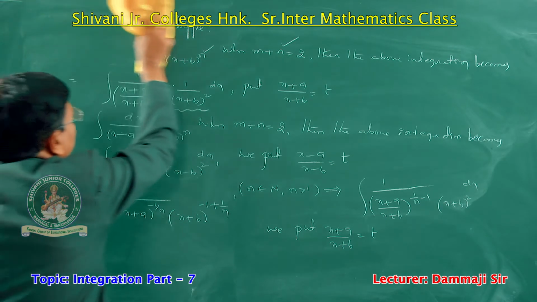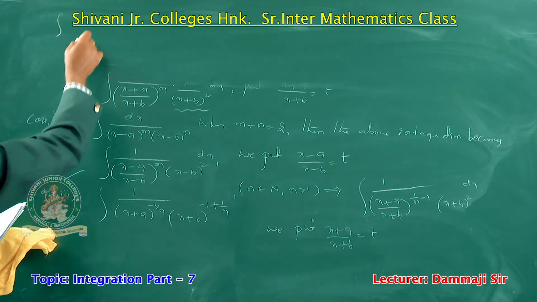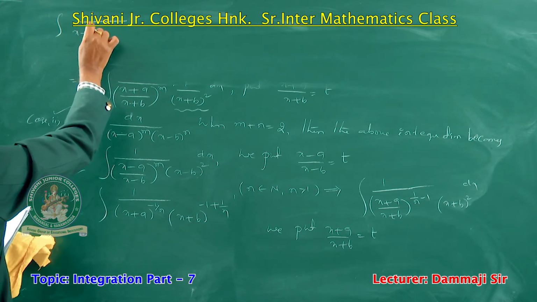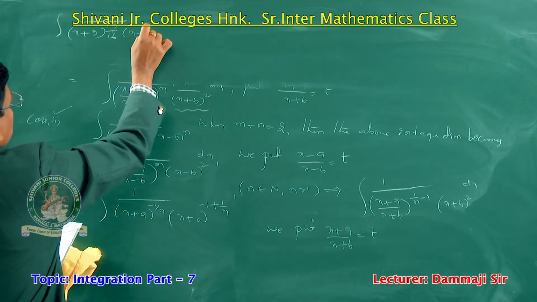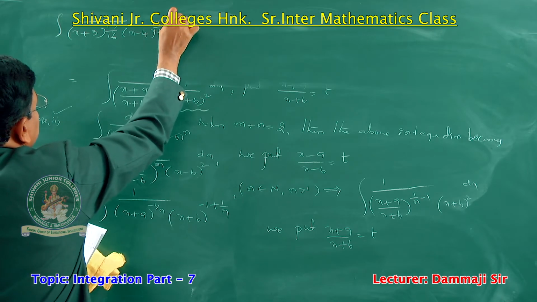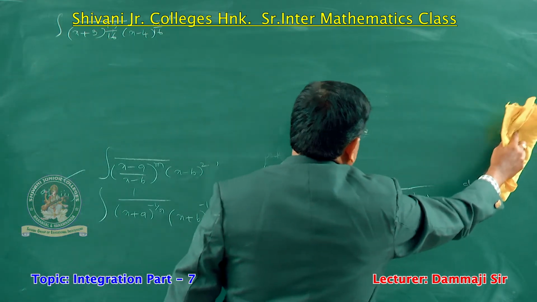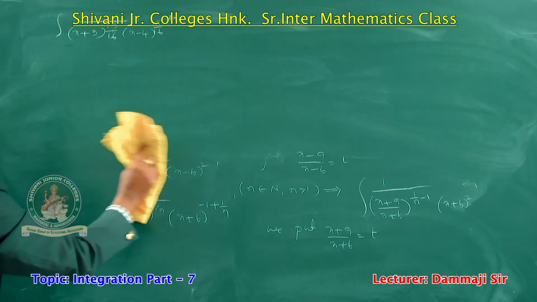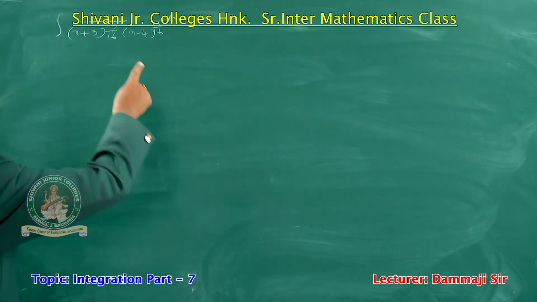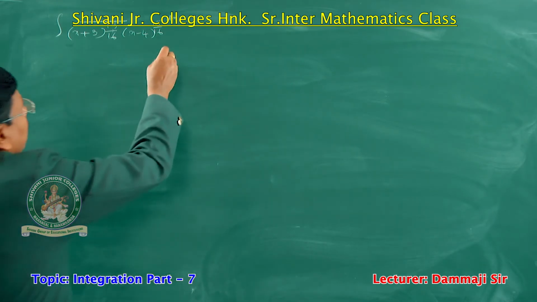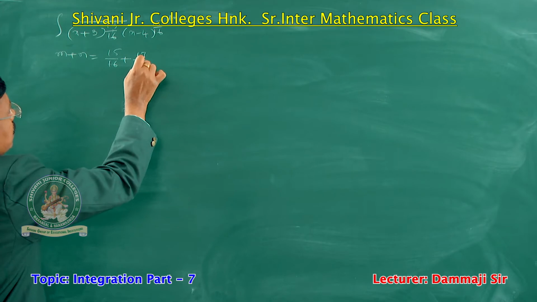Now we have a related problem. Integral of 1 by (x plus 3) whole power 15 by 16, (x minus 4) whole power 17 by 16. Here m is equal to 15 by 16 and n is equal to 17 by 16. What about the condition, is m plus n equal to 2 or not? You can check: 15 plus 17 is 32, and 32 by 16 is 2. So m plus n is 2.